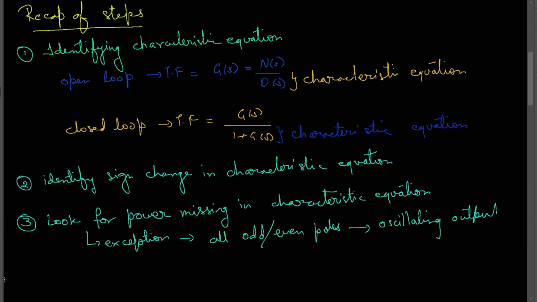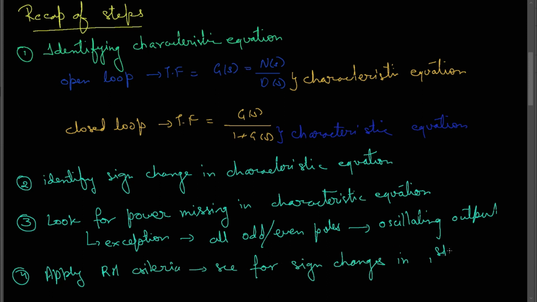In the final step, where all above criteria are not met, then we will apply this RH criteria and we will see whether there is any sign change in the first column of the matrix. If there is a sign change, then there are poles in the right hand side of the imaginary axis. The number of poles in the right hand side of the imaginary axis is equal to the number of sign changes in the first column of the RH matrix.